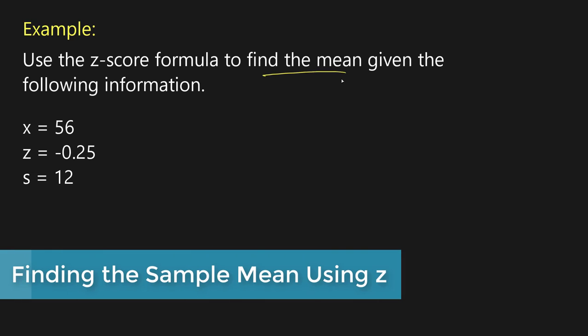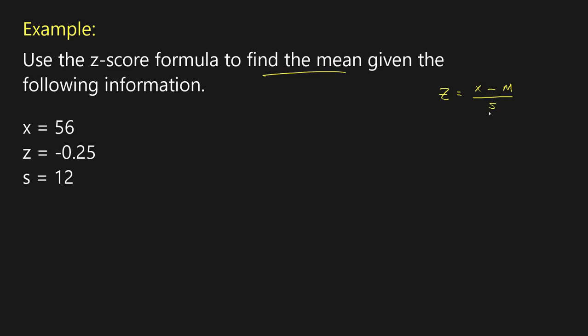If I want to find the mean, I need to take my z-score formula, which is set up to find z, and rearrange it so that I have a formula that is just going to give me the mean. So to get from here to here, I'm going to go through and try and isolate m. So I'll do that by, first of all, multiplying both sides by the standard deviation. These will cancel, and so I'm left with z times standard deviation is equal to x minus my sample mean.